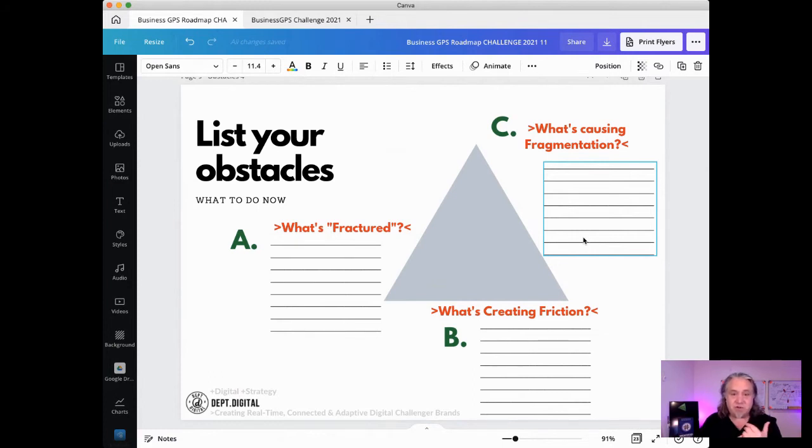So number one is, what's your call to action, right? What does this main triangle mean? This is our ultimate goal that we want to get to. Then what are the obstacles that are preventing us from getting there? And then tomorrow, we're going to get into fixes.